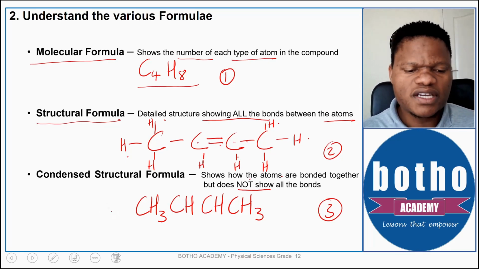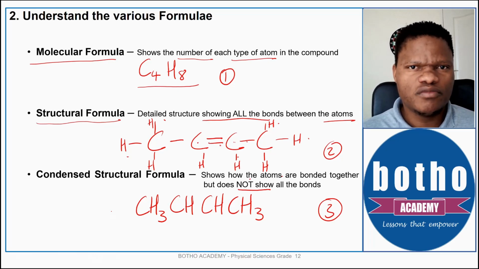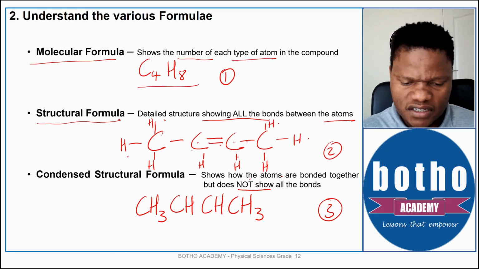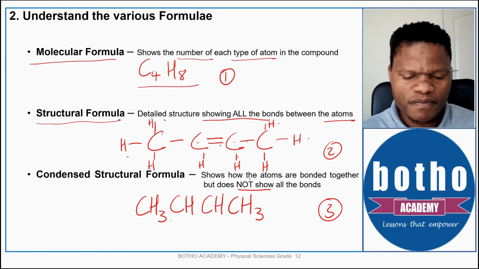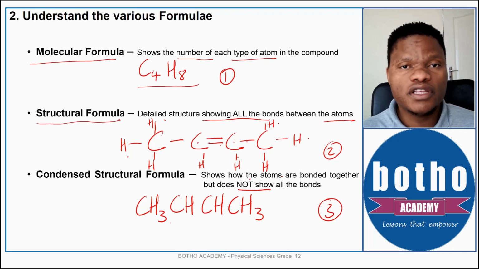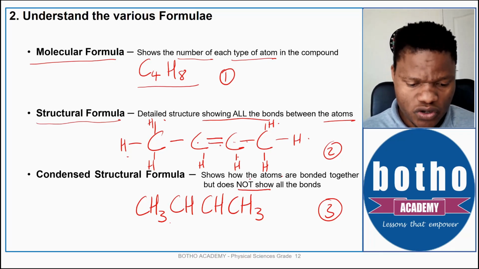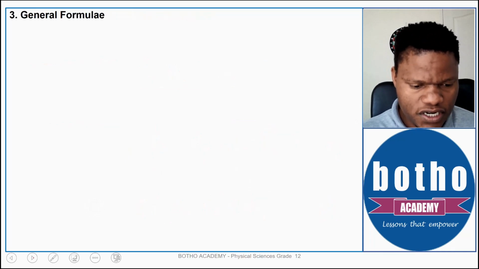Okay, so these are the formulae that you should be able to draw when you are given the information. So you might be given the structural formula and you're required to write down the molecular formula or the condensed structural formula. So you should be able to move in between. Given one, you should be able to draw the other 2 and also be able to write the IUPAC name. We'll talk about that in the next few slides.